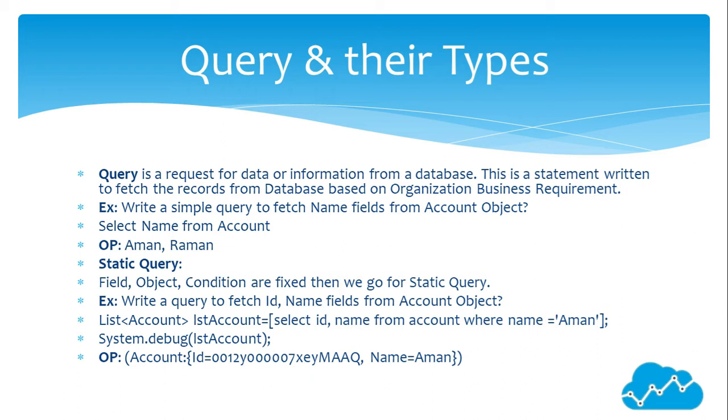Static query. When the field, object and condition are fixed, we go for a static query. For example, write a query to fetch the ID and name fields from the account object. List of account, LST account, select ID, name from account where name equals Aman. System.debug LST account for displaying the records. Output will be account ID, name equals Aman.